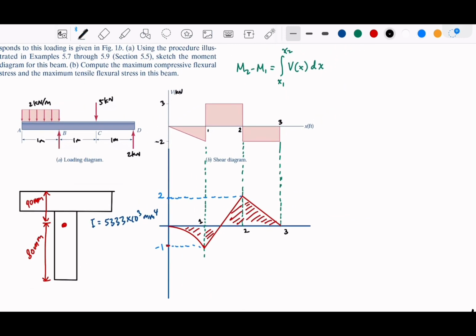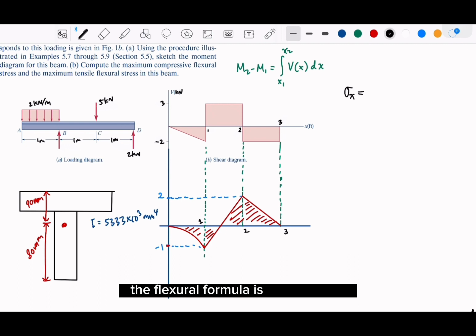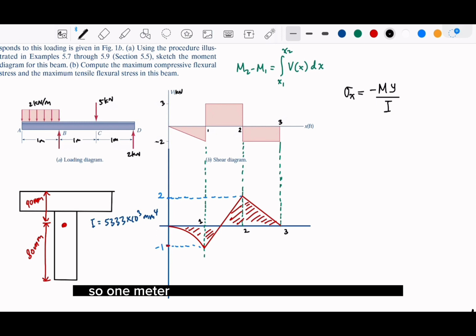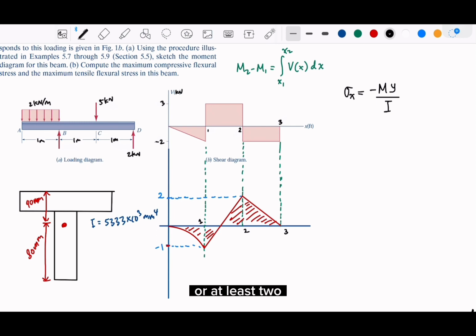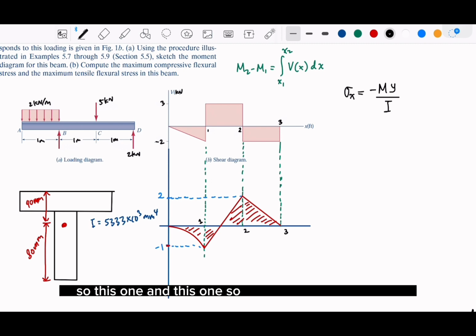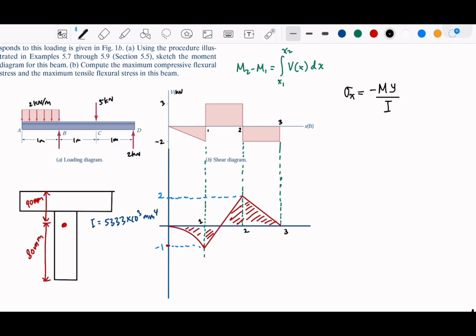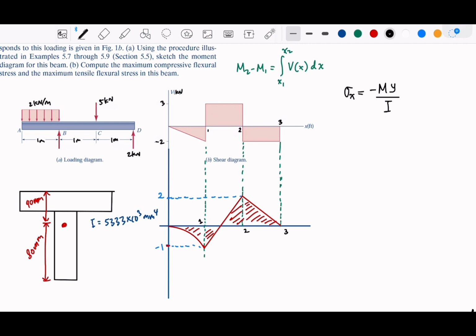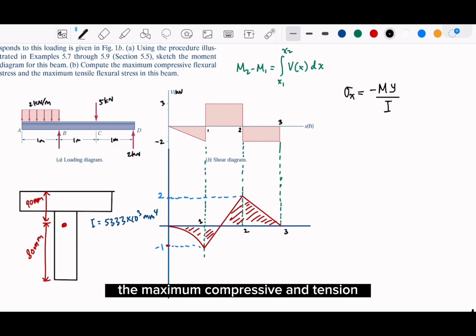So the flexural formula is negative My divided by inertia, right? Which means that we are going to apply for each distance. So 1 meter, and then 2 meter, and then 3, or at least 2. Okay, at least 2. We just focus on the maximum and minimum. So this one and this one. So 1 meter and 2 meter. Okay, because that is the one that we have. The maximum compressive and tension, right?